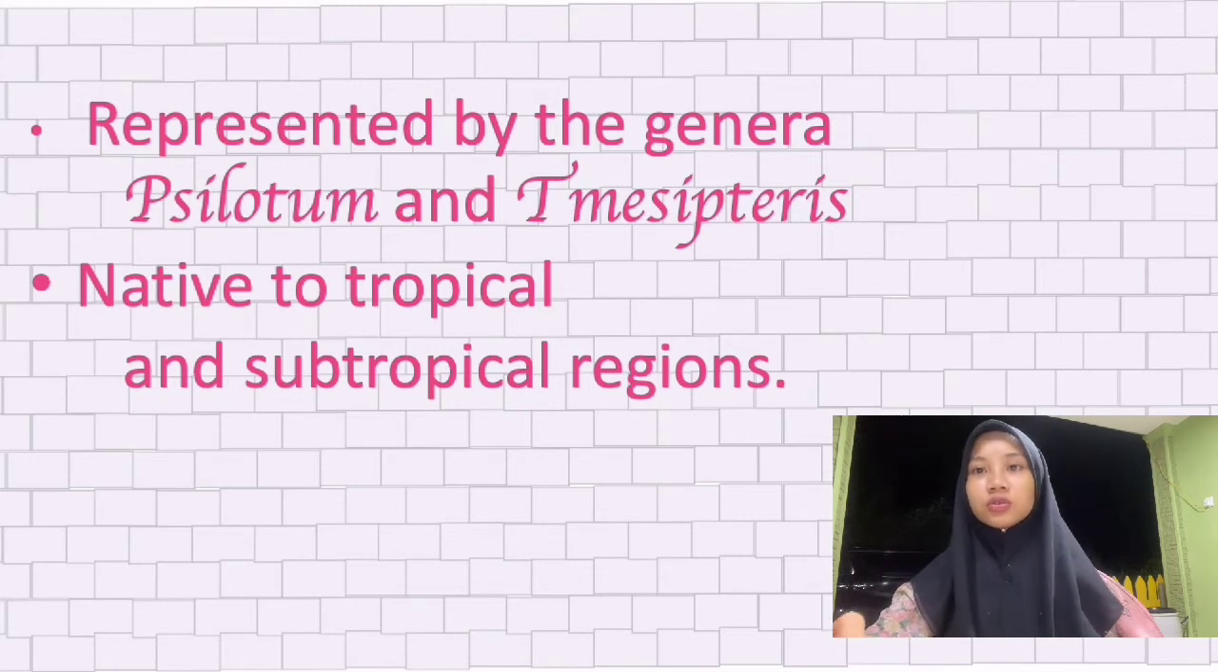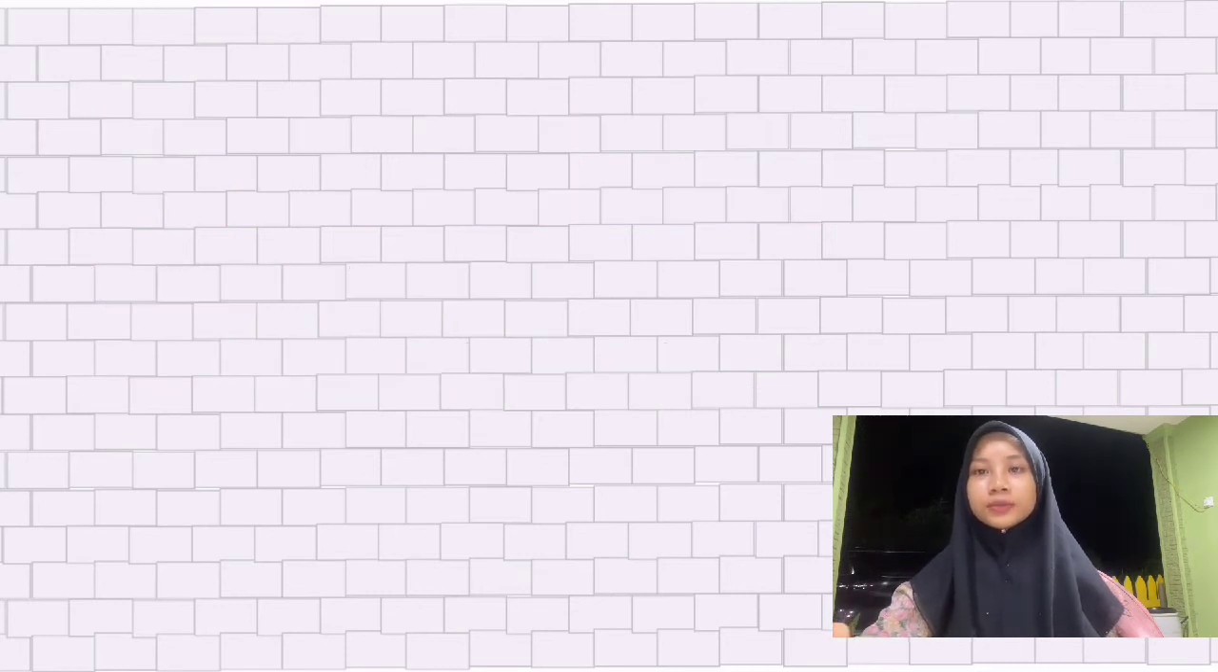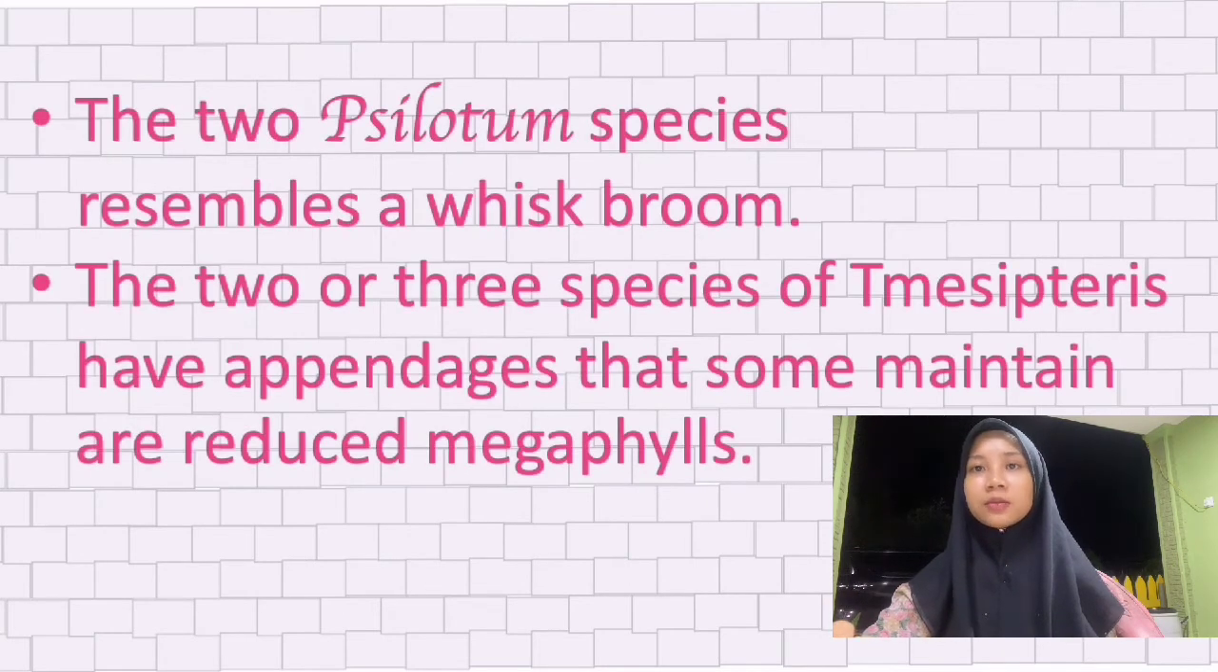We also should know that the whisk ferns are represented by the genera Psilotum and Tmesipteris. These two genera are native to the tropical and subtropical regions. Okay, the two Psilotum species resemble a whisk broom. And we also should know that the 2 or 3 species of Tmesipteris have appendages that some maintain are reduced megaphylls.